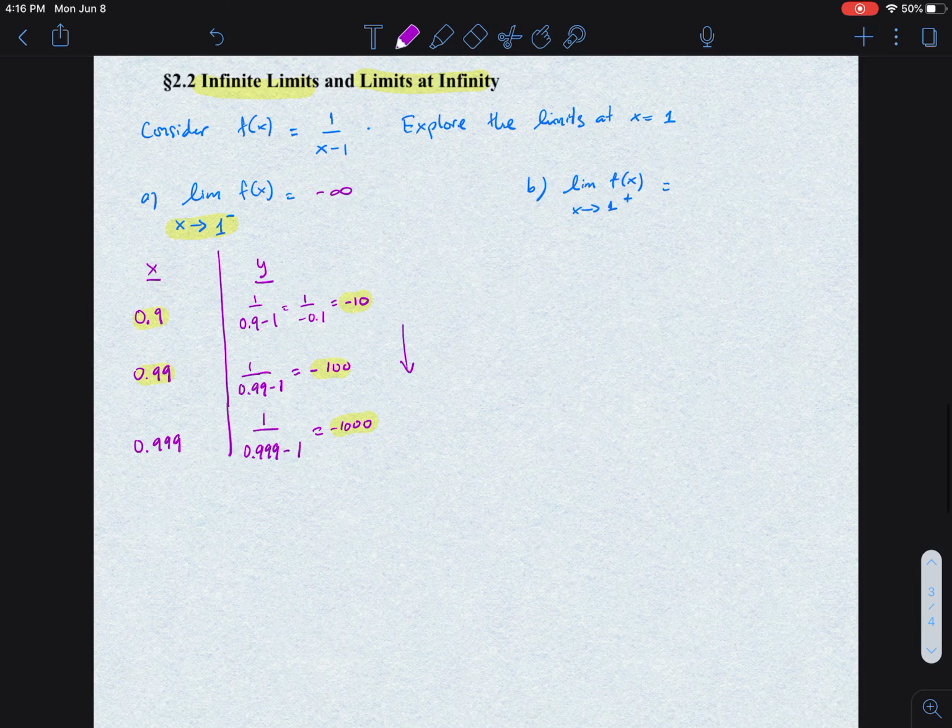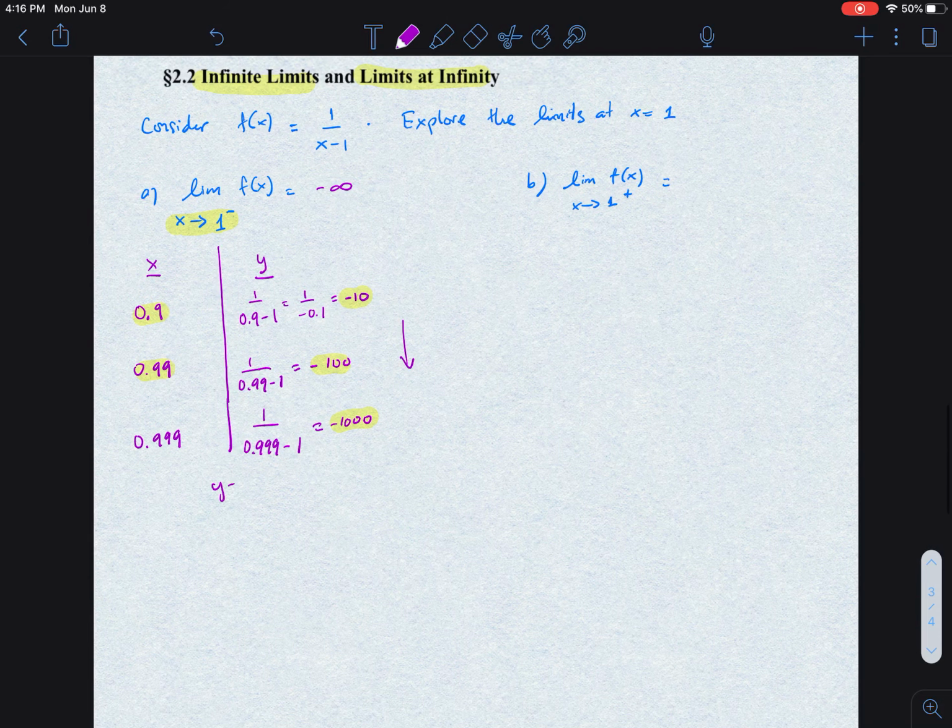So that means the y values are approaching negative infinity as x values get closer to 1 from the left side. That's what we have here for part A.